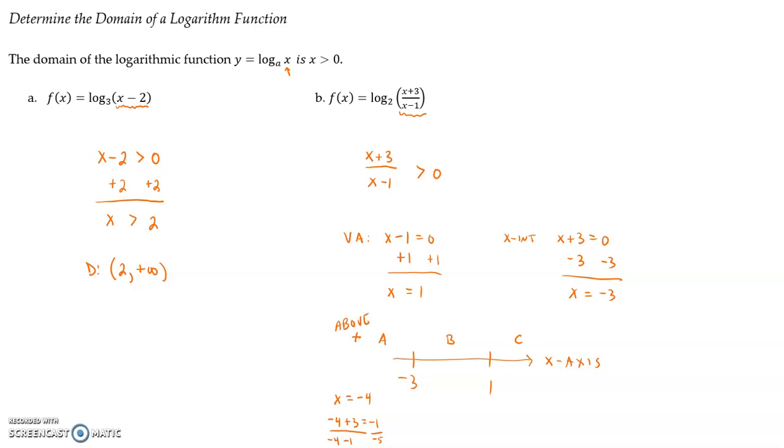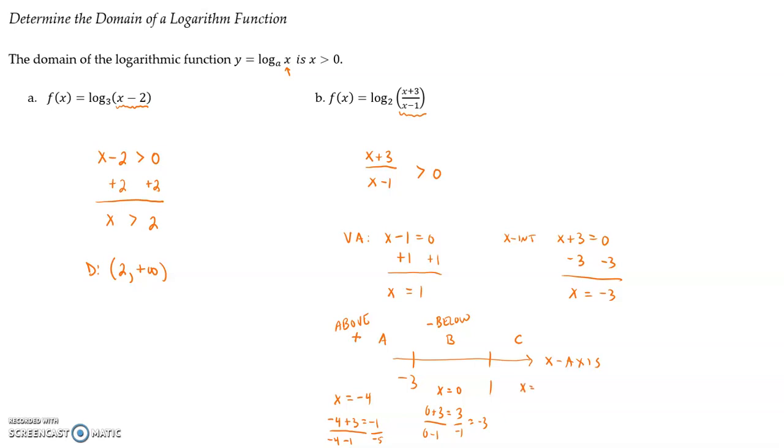Let's go ahead and take a look at interval B. And let's go ahead and use an x value of 0. If we plug that into our numerator, we've got 0 plus 3, which is 3. And in our denominator, we've got 0 minus 1, which is going to give us a negative 1. So this will simplify to a negative 3. And that means we have negative y values here, or values that are below our x-axis.